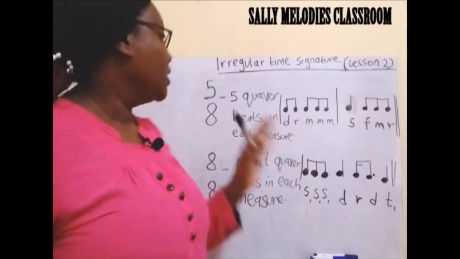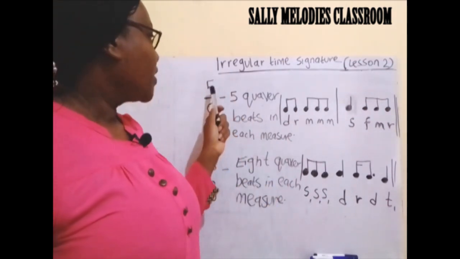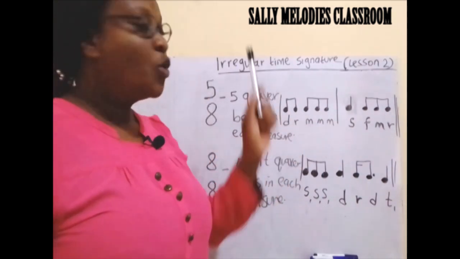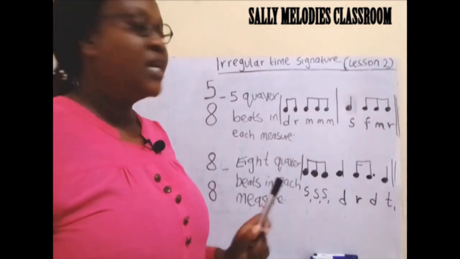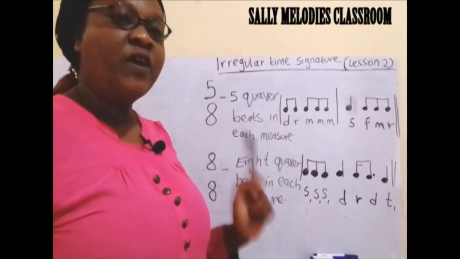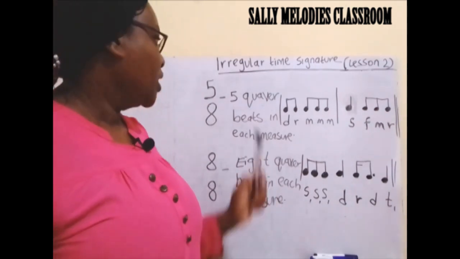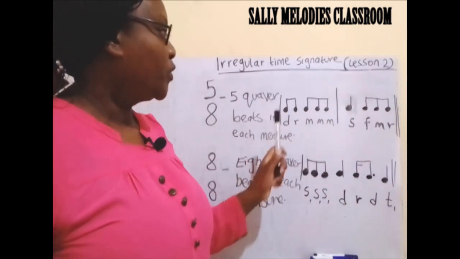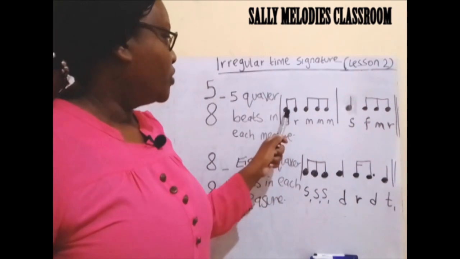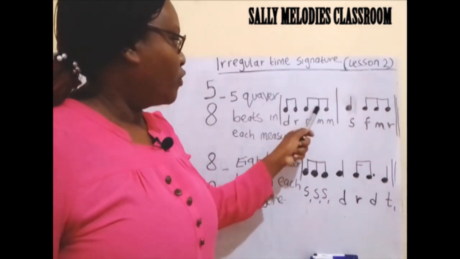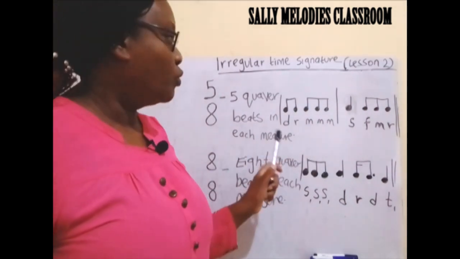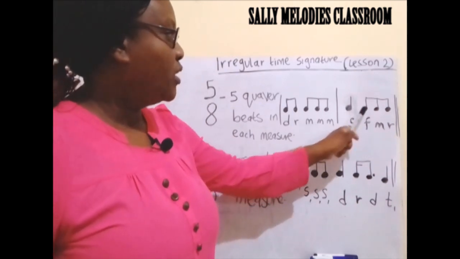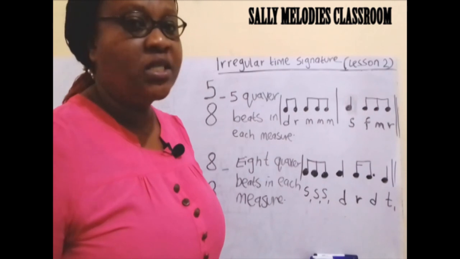So let's see how we do a 5/8. Remember, a 5/8 means that we expect to have a value of 5 quaver beats in every bar or measure. So this is our 5/8. It has 2 bars. Let's see whether we have grouped it correctly. So these are quavers. 1, 2, 3, 4, 5. Bar 1 is correctly grouped. Bar 2, a crotchet has 2 quavers. So it is 1, 2, 3, 4, 5. So even bar 2 is well grouped.